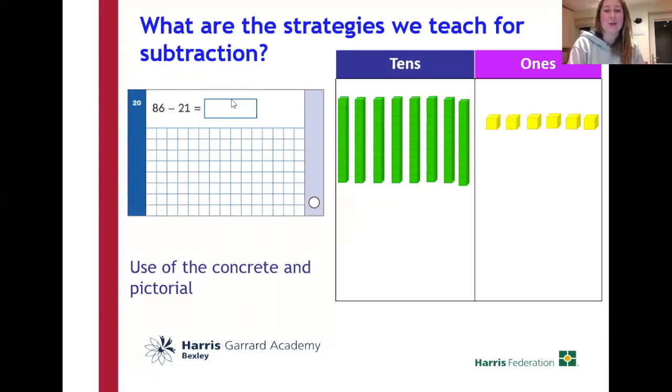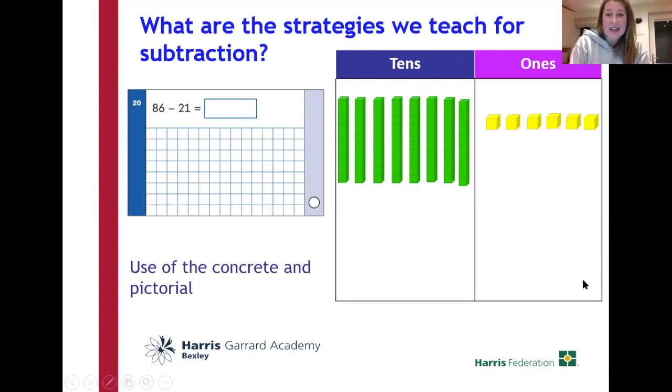So we go from the concrete to the pictorial to the abstract. So we start off with our concrete, we have our deans, they count out 86, then they're going to take away 1 1, take away 2 10s. What do we have left? When they're able to do that and they know which column they're taking away from, then we move them onto the pictorial. So it's something like this.